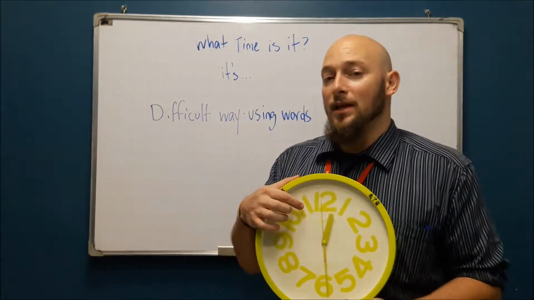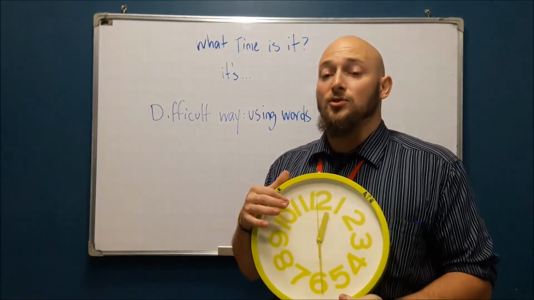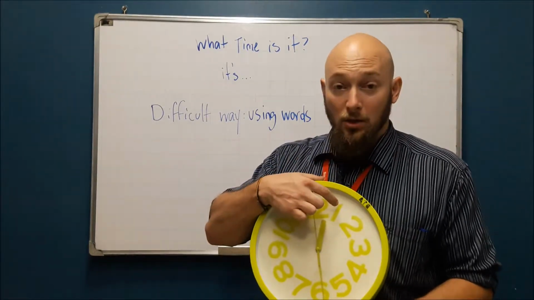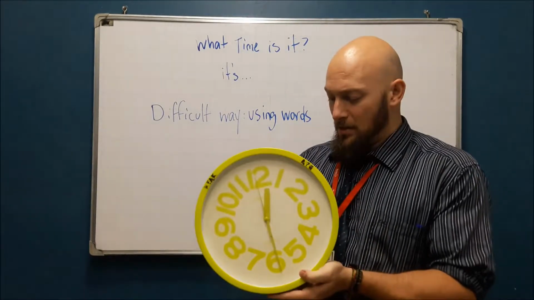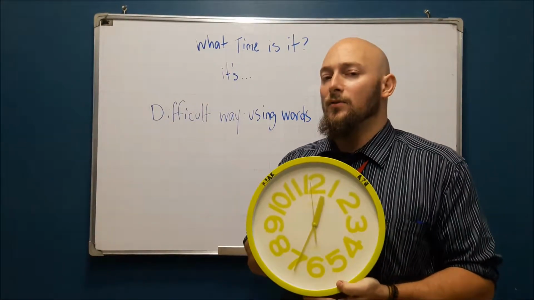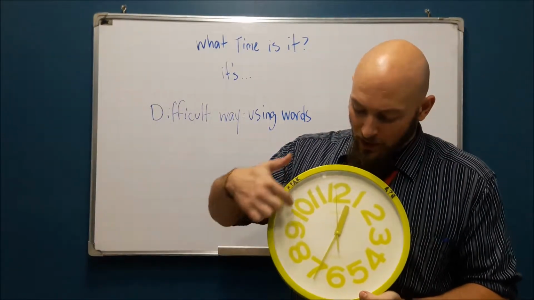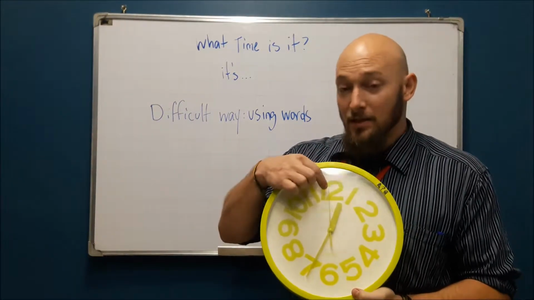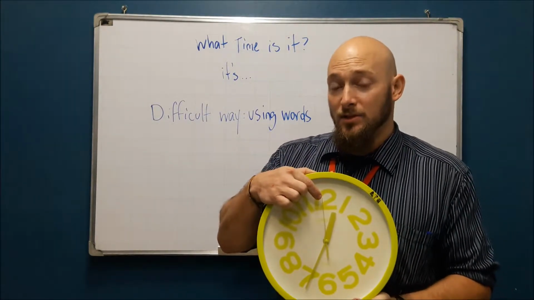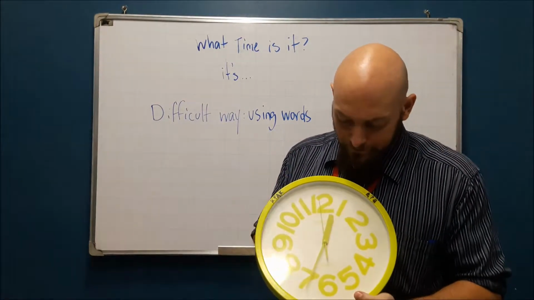On this side of the clock, we are going to be saying "to." And it's not to 12 o'clock, it's to the next hour. So it's going to be to 1 o'clock. Okay? So over here, the easy way, 12:35. The difficult way, we have how many minutes to the next hour? We have 25 minutes to the next hour. So we say 25 to 1.